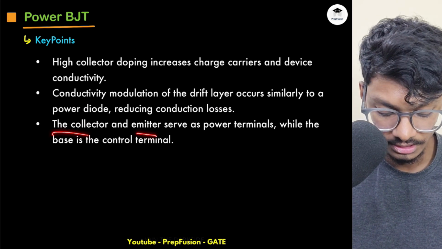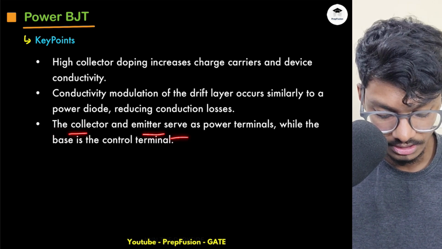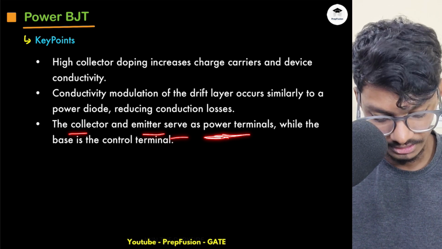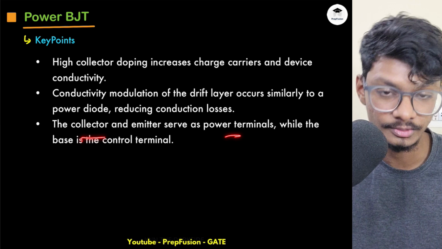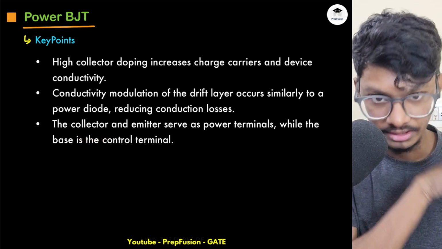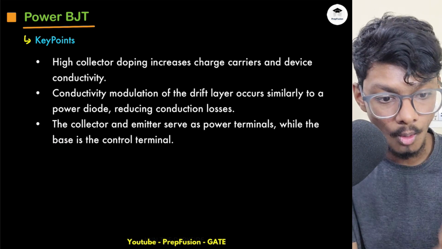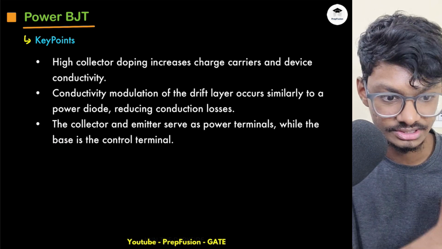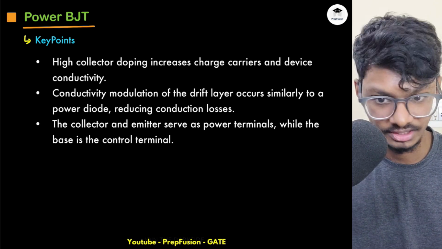The collector and the emitter serve as power terminals, while the base is a control terminal. Why are these two called power terminals? Because at the collector and emitter I give the input, and with the help of base current I can control the on and off of the BJT. I can turn on the BJT or turn off the BJT. We'll see in brief the working of power BJT, and there we'll understand this.